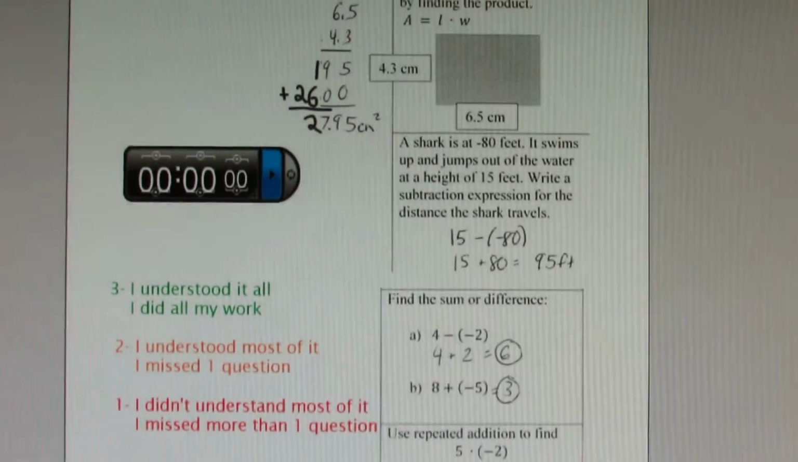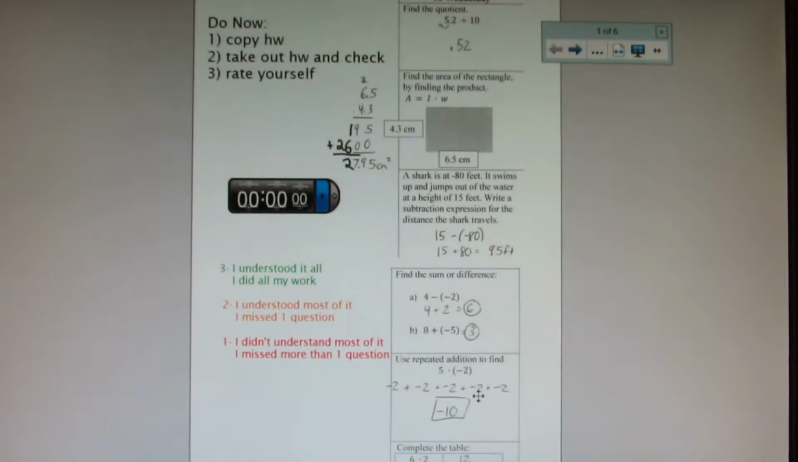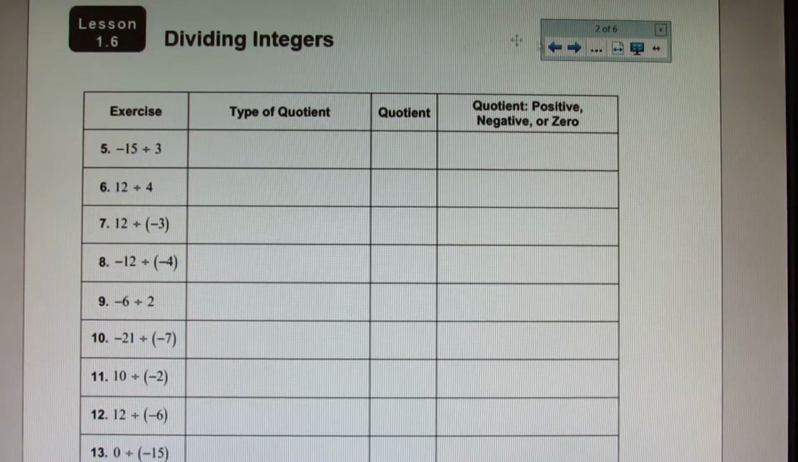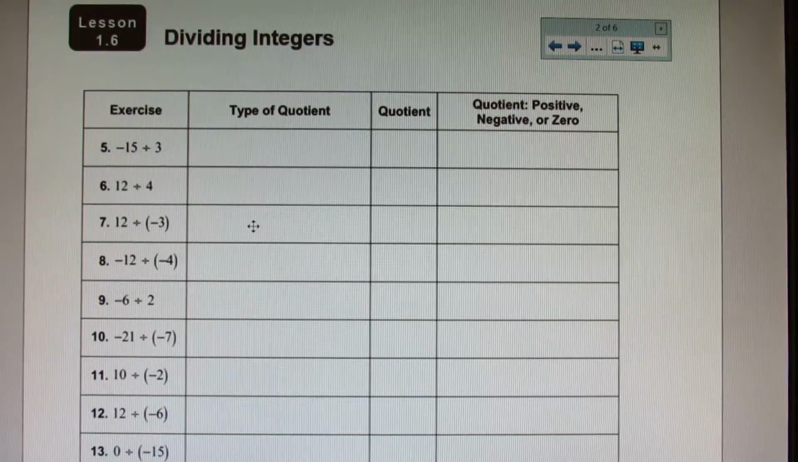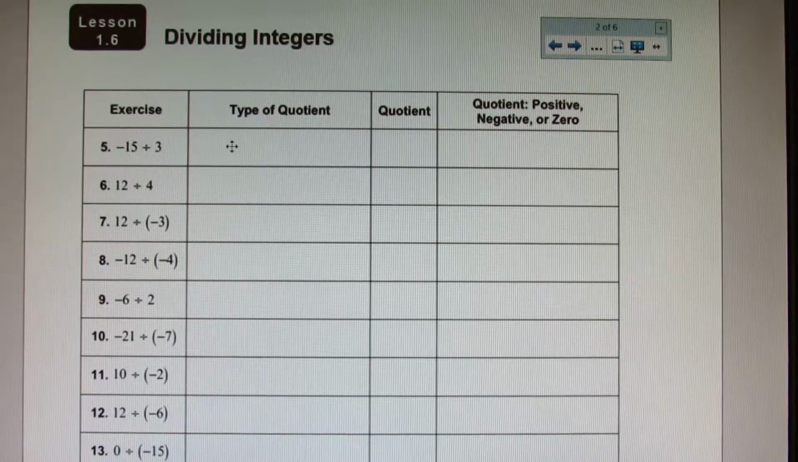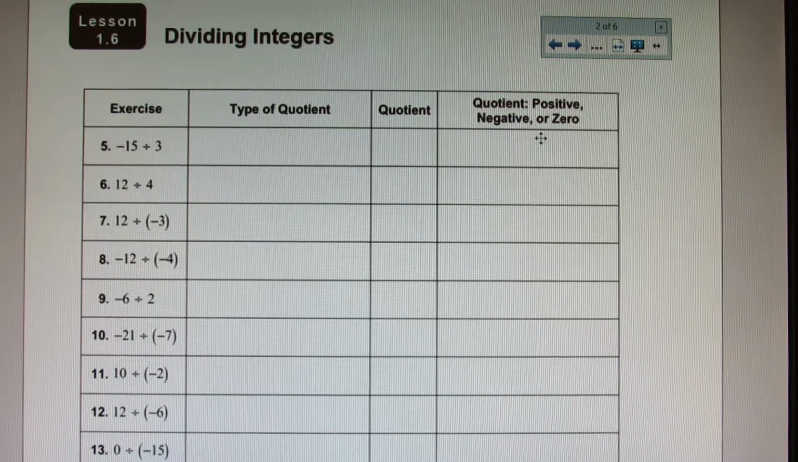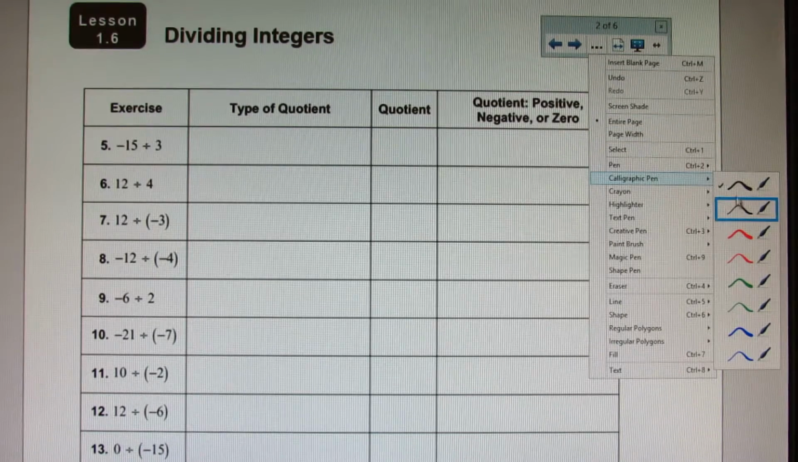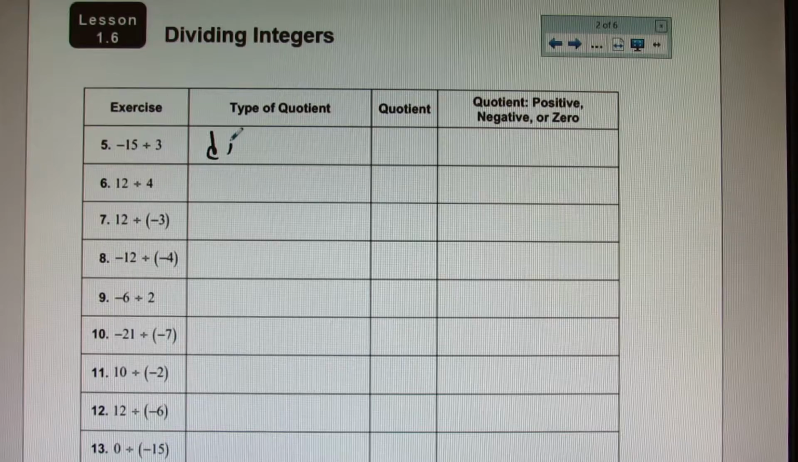So today we're moving on to dividing integers. I'm going to zoom out a little bit, and we're going to work together on some problems. Alright, so the first kinds of questions we're going to look at are these examples right here. In the middle column, we're going to explain what kind of question this is, what type of quotient it is. We're going to find the answer, and then we're going to decide if that answer was positive, negative, or 0. Alright, so we're going to start with the first one. So these guys are different signs. So I'm going to write different signs.